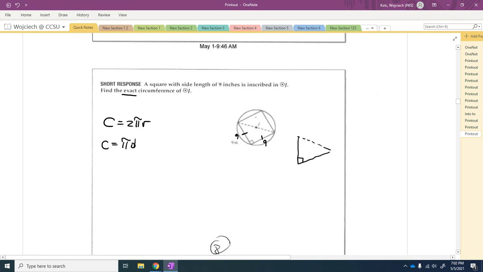So if this is original square, we know that we will have 45, 45, 90 triangle. So technically, it's an isosceles right triangle. If this side is 9, this side is 9, and without doing any work, don't use Pythagorean theorem, how long is the hypotenuse? It's 9 radical 2. See how quick this is?